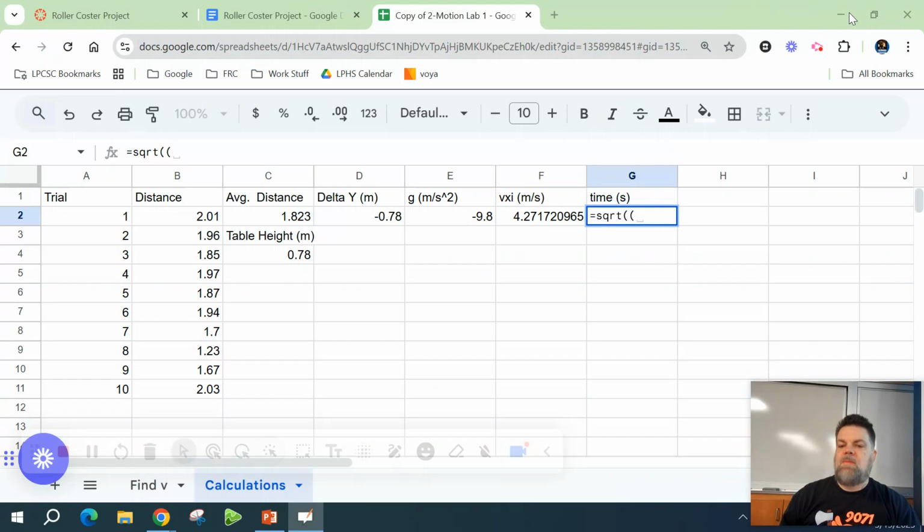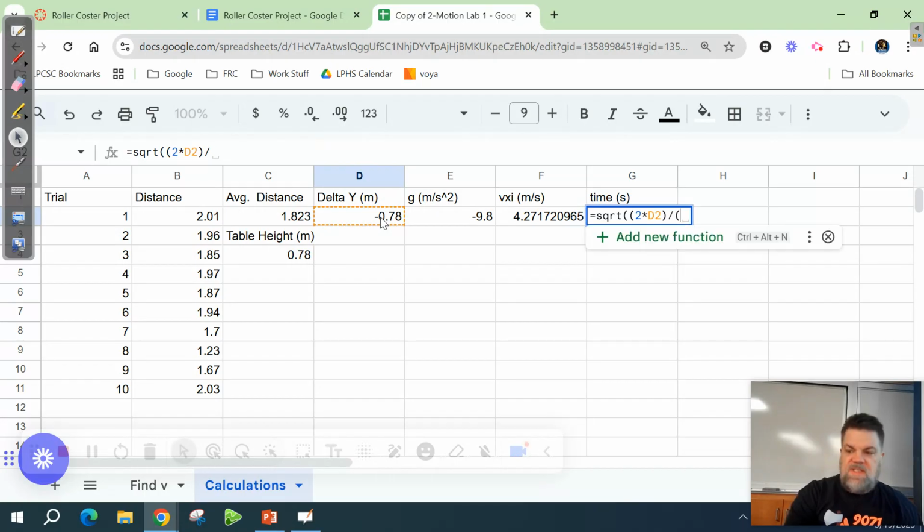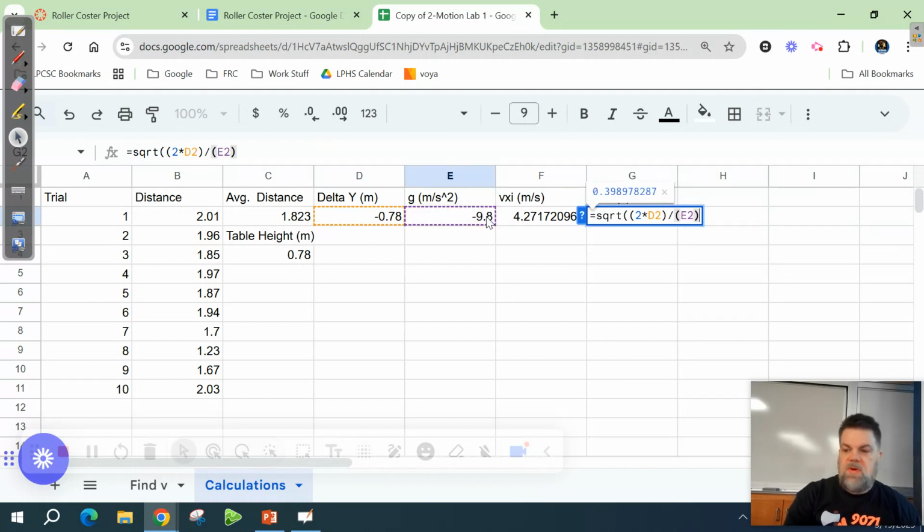All right, so I'm going to come over here and I'm going to put in the value 2, just type 2. And then I'm going to say times, and then I'm just going to click on delta y. Then I close one set of parentheses. That is the numerator of that fraction. Then I hit the division symbol. I put a second set of parentheses like this. I open up a new set. Then I'm going to click on gravity. Then I'm going to close the parentheses.